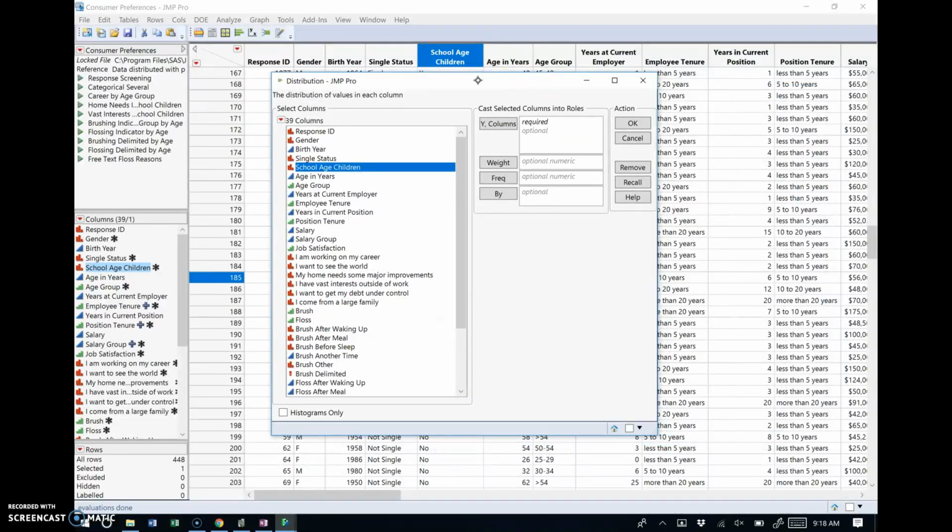And the Y columns, I am going to put single status in there. Yeah, single status. Oops, let me drag that, hold on. And school-age children, I'll put in the by. And I will say, okay.